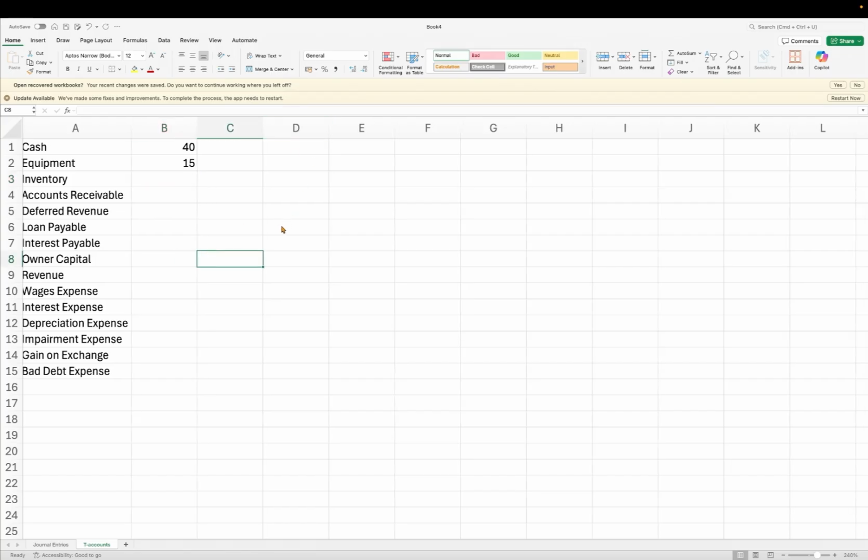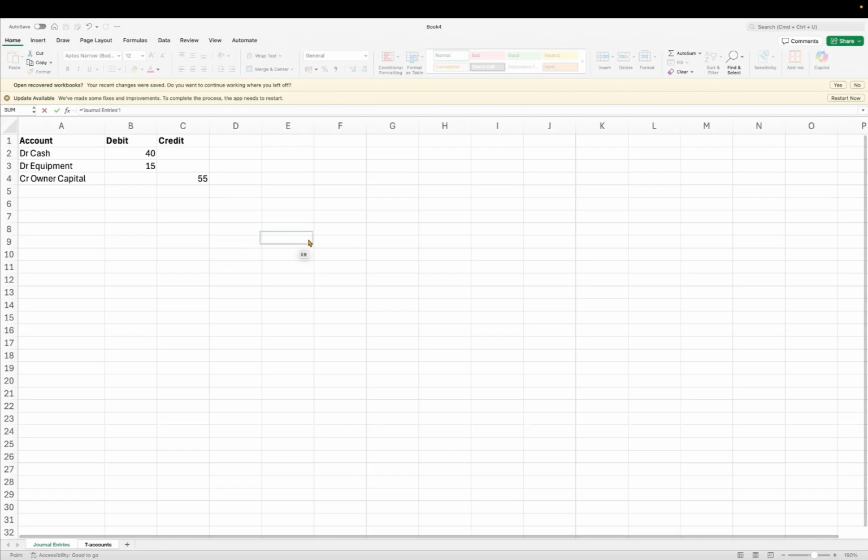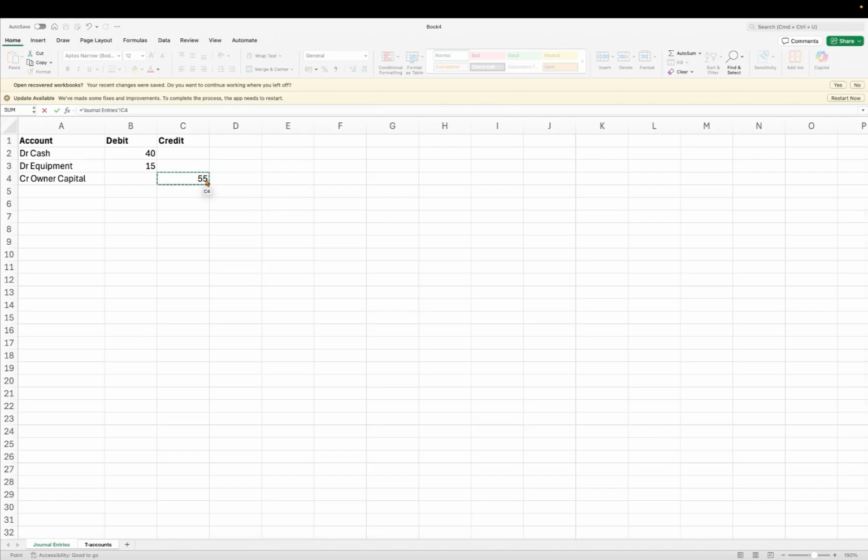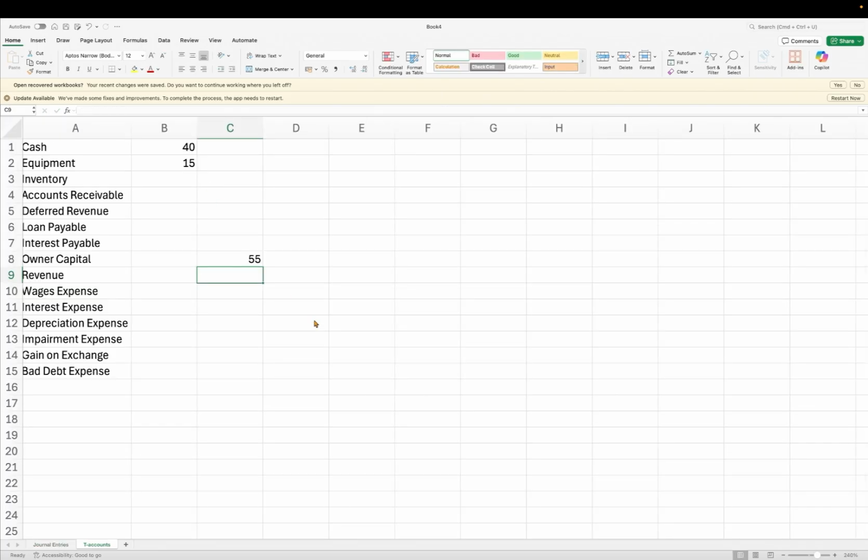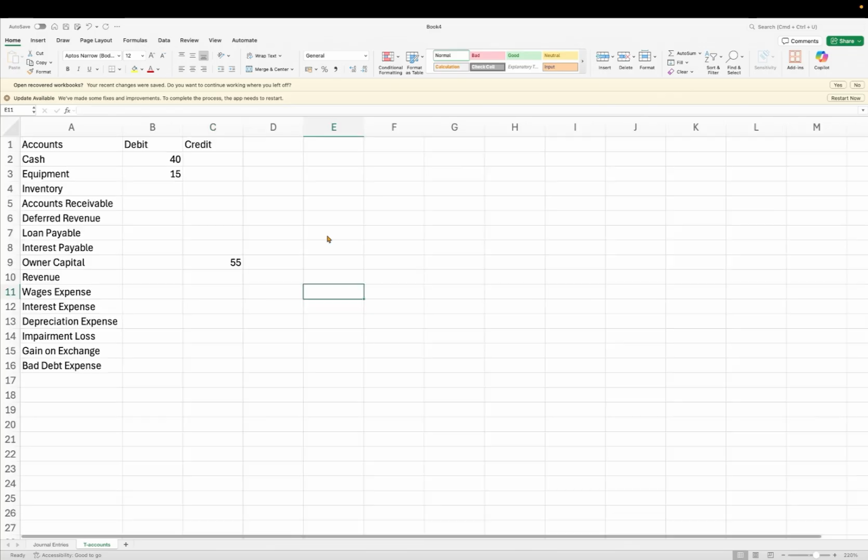Finally, I post the credit to the owner capital. We do the same thing. The journal entry shows a credit of 55 to owner capital. Owner capital is an equity account, and equity increases with credits. So I record 55 on the credit side of the owner capital account. I made a little bit of change here on the side of this heading, account, debit, credit, just to make it more clear.